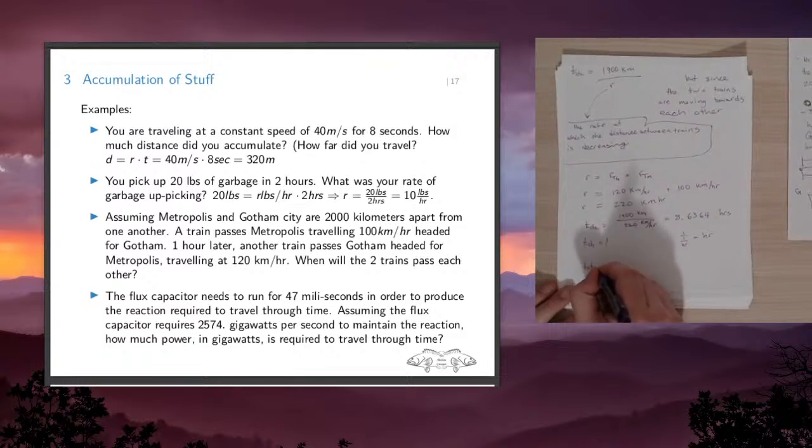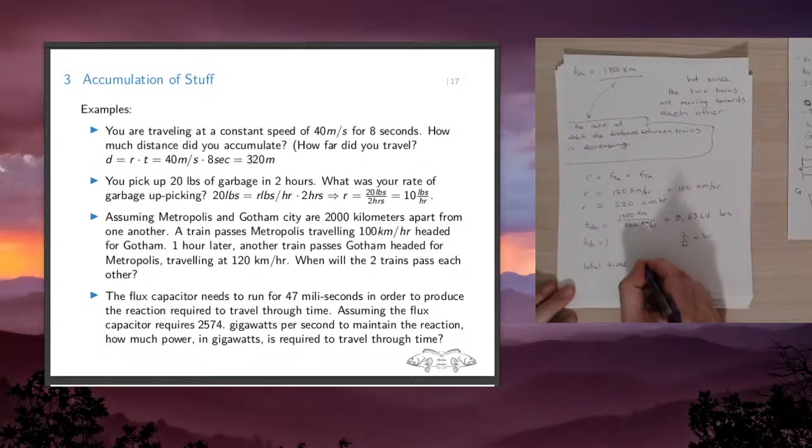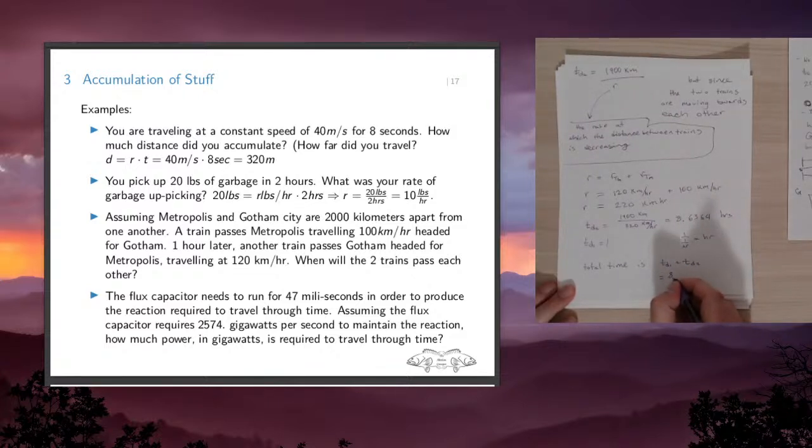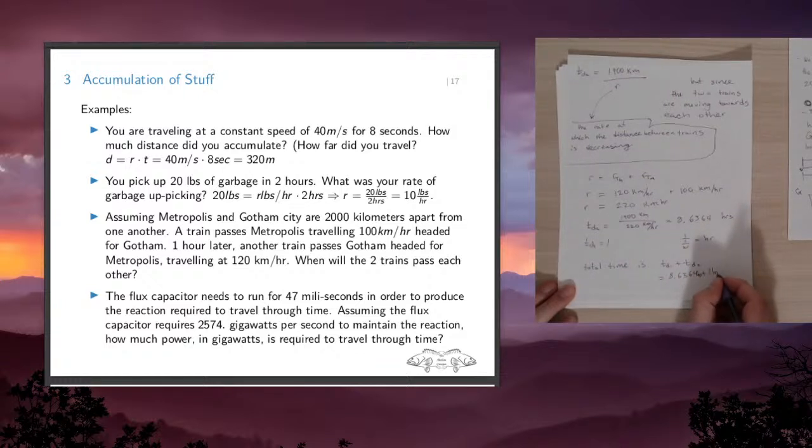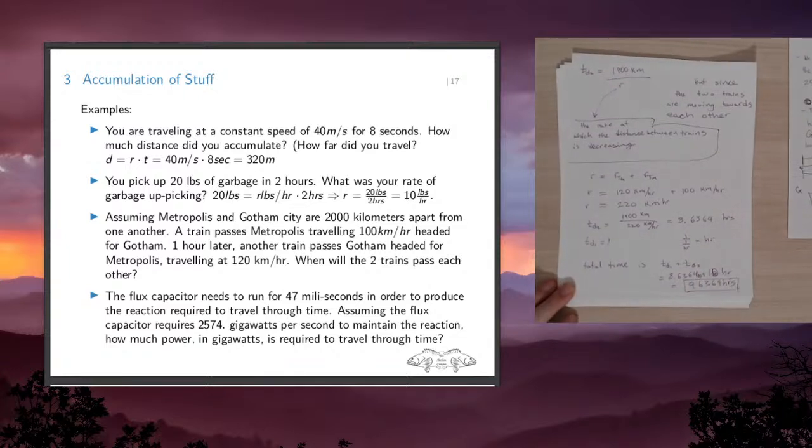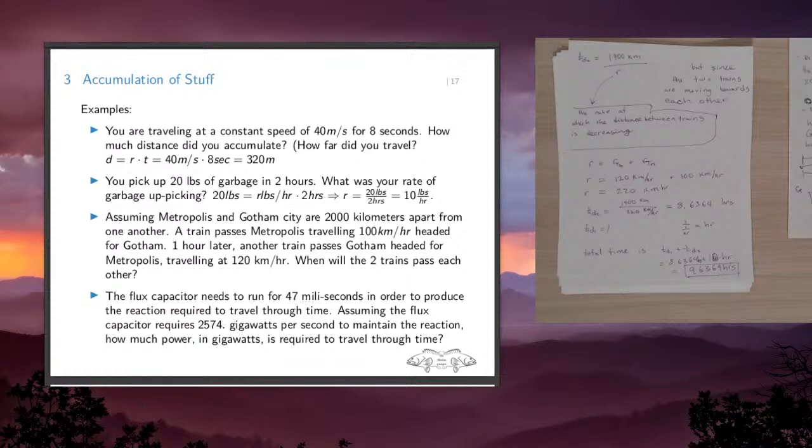So the total time is the time for distance 1 plus the time for distance 2, which is 8... well, I did it backwards, but whatever. 8.6364 plus 1 hour. So 9.6364 hours. Bam! And assuming that's how fast the trains go and how far things are between Gotham and Metropolis, there you go. That's how long it takes. It takes a little over 9.5 hours by train.